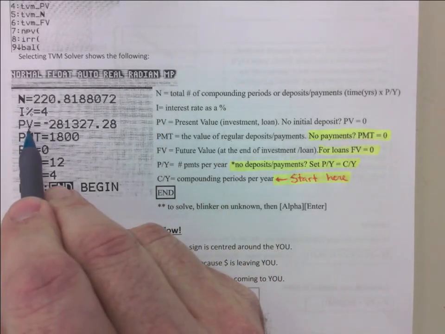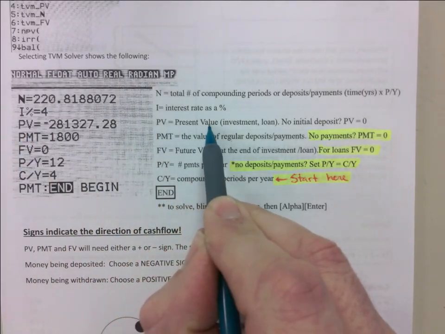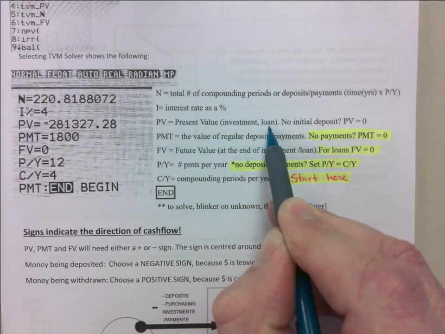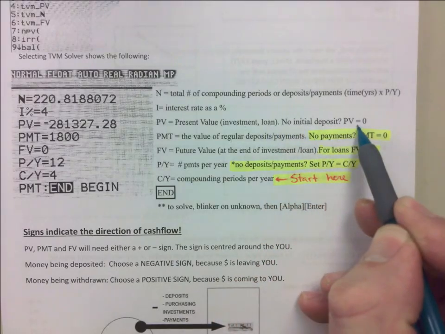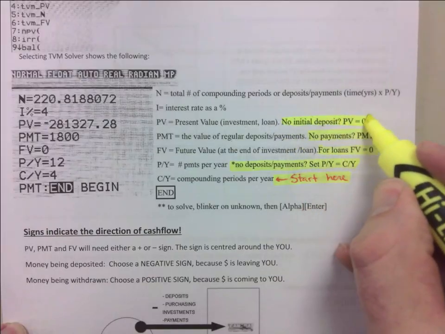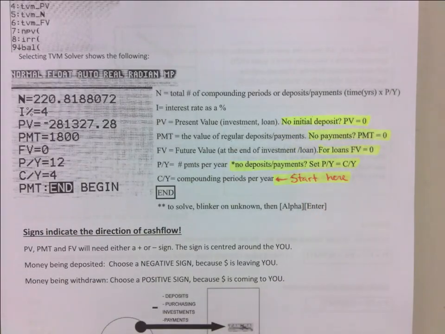PV stands for present value. It's the investment or the loan that you start with, right? If there's no initial deposit, PV is equal to 0. Please come back to this screen when you're doing your TVM solver questions and you're stuck, okay?